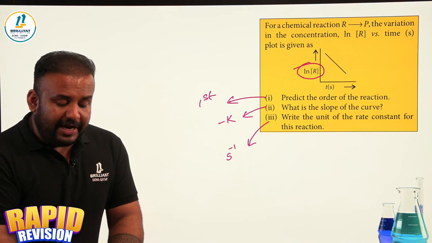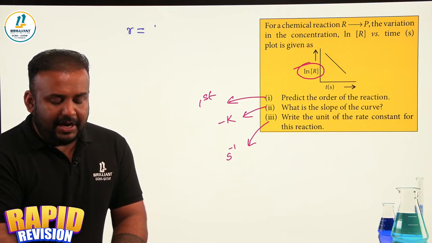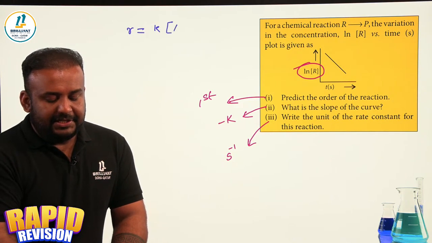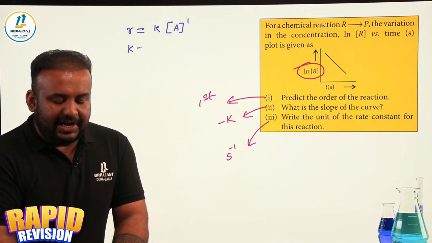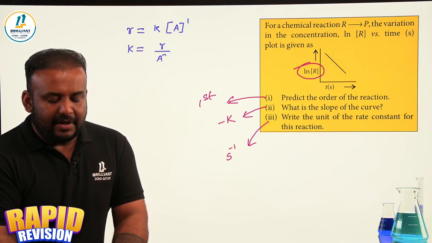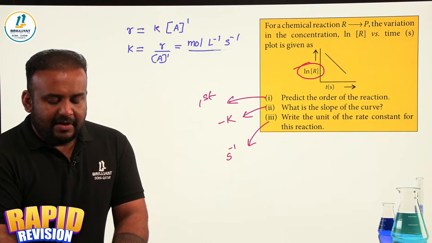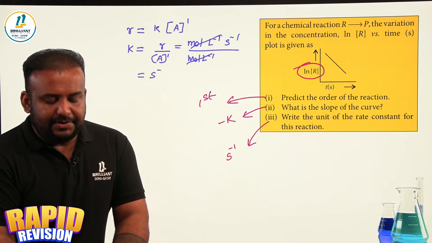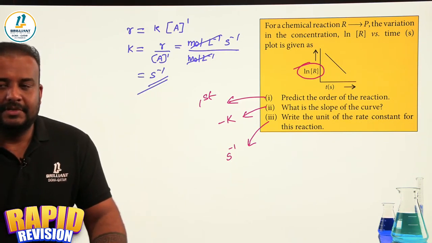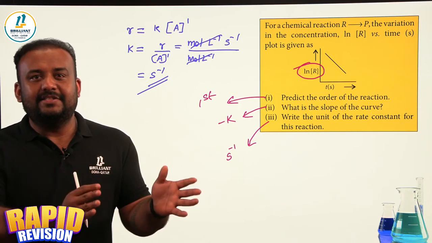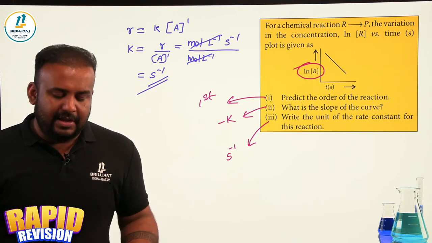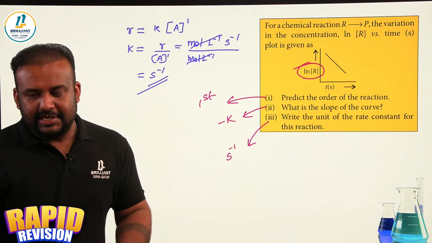Now, no problem. Even if you forget it also, it's fine. Immediately in the answer sheet, just write like this. R equal to K into A raised to 1. This is first order, right? So, if you forgot what is the rate constant unit, you can derive it there itself. A raised to 1. What is rate? Rate is mole per liter per second. What is concentration? Mole per liter gets cancelled. So what is K's unit? Second inverse. Sometimes it happens that we may forget, but if these very basic things are there in your mind, you can derive it then and there and do it. Is that clear to all?